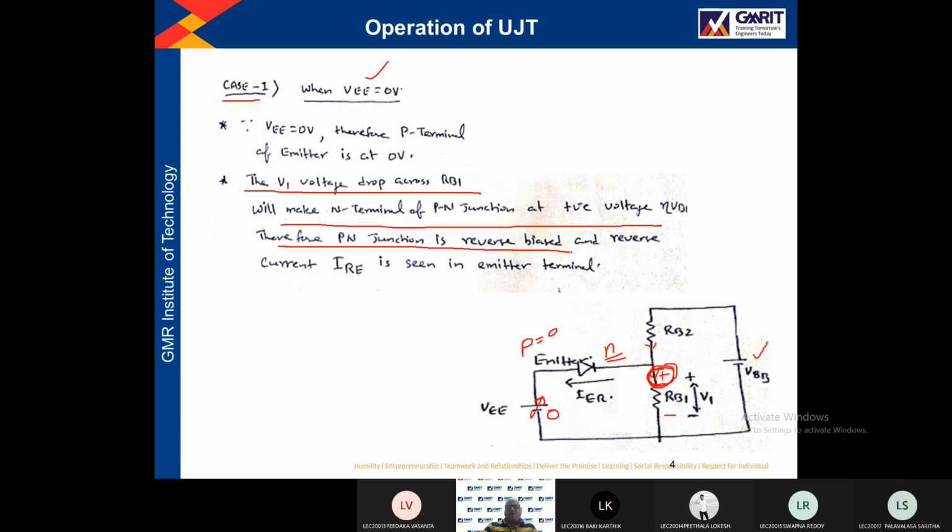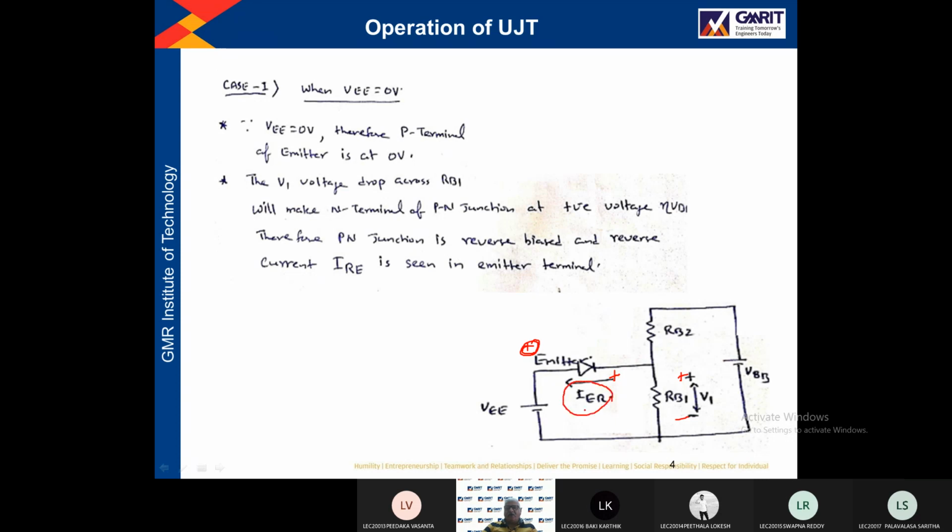Therefore, the PN junction is reverse biased. In this case, the PN junction is under reverse bias condition, right? Because this end is positive and this end is 0. We have applied 0 volt here, and this end is plus. So this diode is reverse biased. You will find a reverse bias current, IER. IER means emitter current under reverse bias condition. You will find a very small reverse bias current is flowing. Okay.